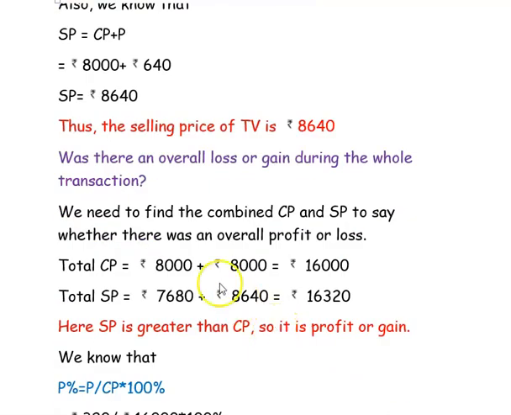Now we want to find whether it is overall loss or gain. For that we want to compare cost price with selling price. So we want to find the total cost price and the total selling price. The total cost price is 8,000 for the VCR plus 8,000 for the TV, so it is 16,000. The total selling price is 7,680 for the VCR and for the TV it is 8,640, so it is 16,320. So here the selling price is greater than the cost price, so it is a profit or gain.